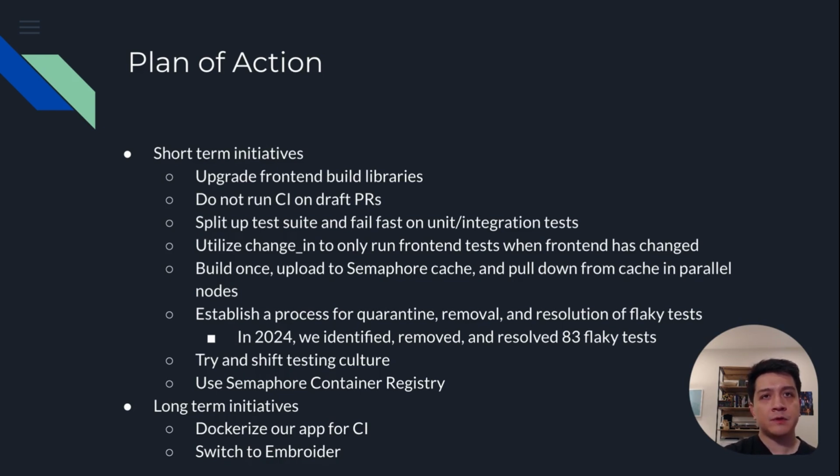So we addressed that, and we also, to try to address the flaky test problem, established a new process to quarantine, remove, and resolve those flaky tests. Over the course of last year, we identified and removed around 83 flaky tests. Semaphore actually provides a useful tool. I don't know if it's still in beta, but it provides a useful tab within your test insights to identify flaky tests. So we've used that to try to identify tests that have failed on the same commit, I believe.